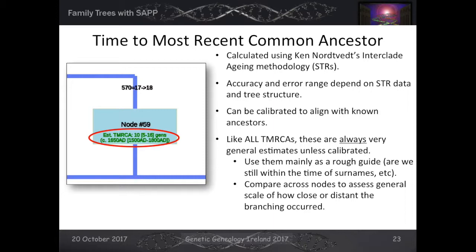Are we still within the time of surnames? How far back is this really? Is this one 1600 and the next node is 300 BC, meaning there's a long time span between these and so on? That's about as useful. These cannot be used as estimates of when the ancestor was actually born because we just don't have that much data on this at this point.